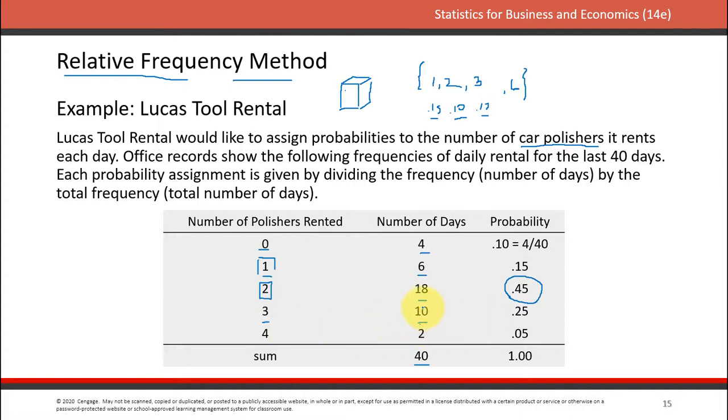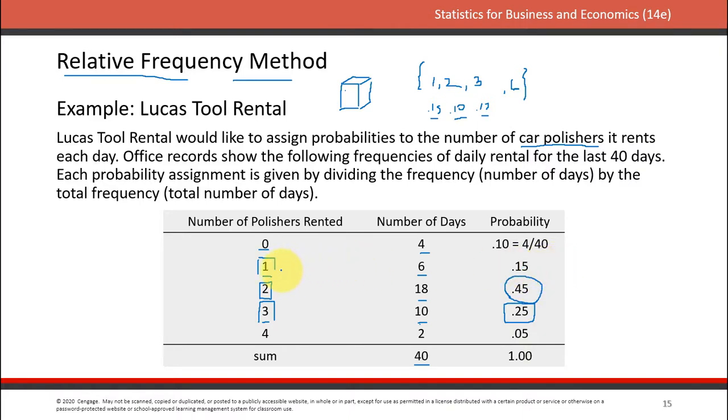This is 10 out of 40, which is 25%. So we can think of that as the probability that they might rent out 3, because there were 10 days out of 40 when they rented out 3. 10 days out of 40 is 25% of the days. So we can then use these as the probabilities.